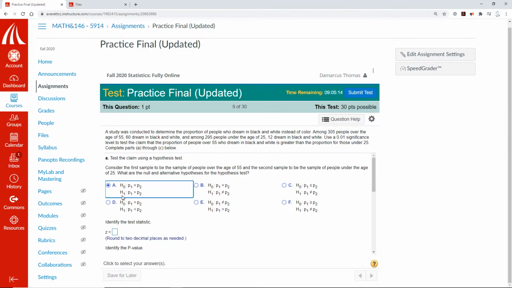And also, because we're testing a claim that the proportion of people over 55 dreaming in black and white is greater, and P1 is considered the people over 55 who dream in black and white, we have to go with the alternative: P1 is greater than P2. All right.